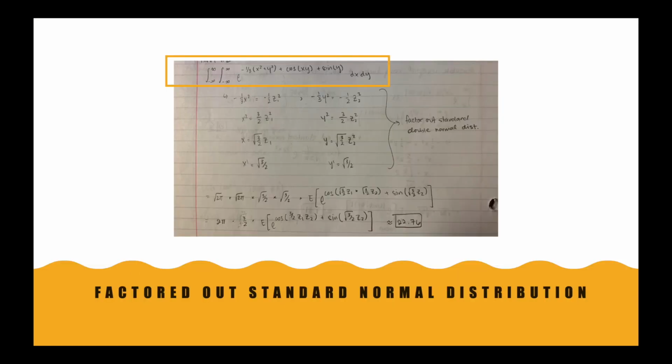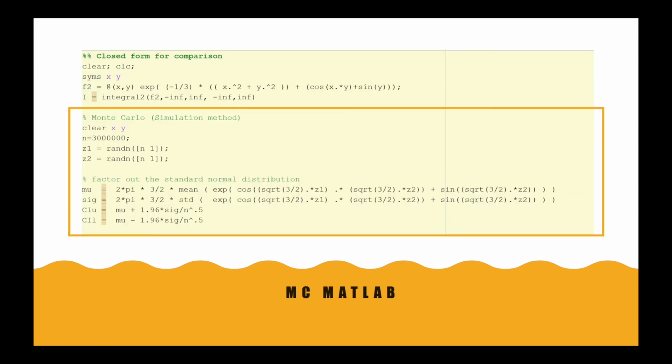Here we are evaluating the function e to the negative 1/3 (x squared plus y squared) cosine xy plus sine y. We are using the integral form from negative infinity to infinity. We first factor out a standard double normal distribution and then multiply by its expectation. We then plug in the equation we found earlier into MATLAB and compared it to its closed form.